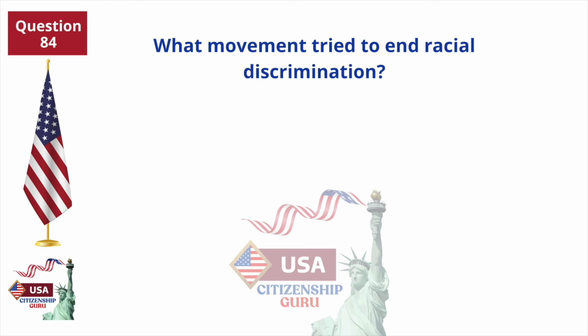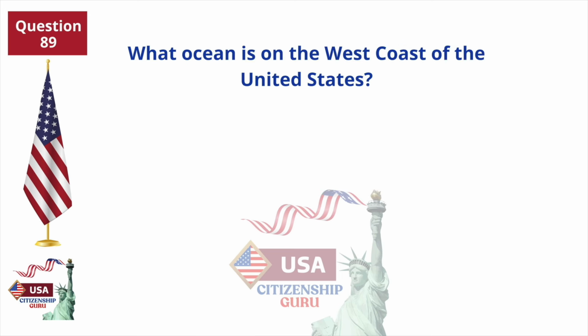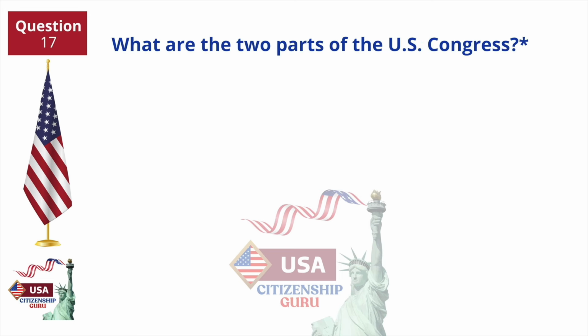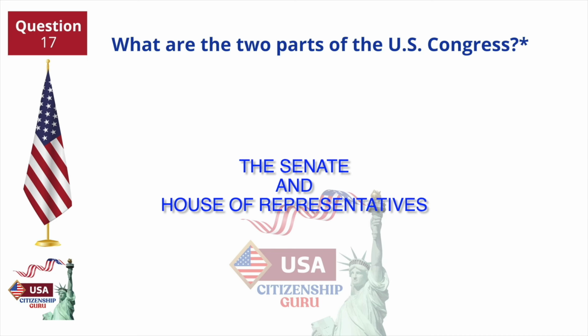What movement tried to end racial discrimination? Civil rights movement. What ocean is on the west coast of the United States? Pacific Ocean. What are the two parts of the U.S. Congress? The Senate and House of Representatives.